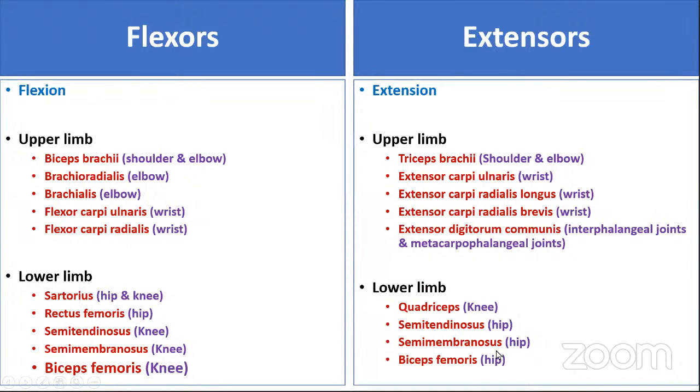Now at this juncture, I would like to just tell you about the muscles. Here, when you see words like biceps, triceps, the muscle names are given with reference to their head. Biceps means two heads, triceps means three heads. Brachii means the upper arm, carpi means the forearm. Ulnaris means this muscle is present towards the ulna bone. Radialis means this muscle is present towards the radius bone. Longus means this muscle is very long in nature. Brevis means this muscle is short in nature. Communis means this muscle is very common.